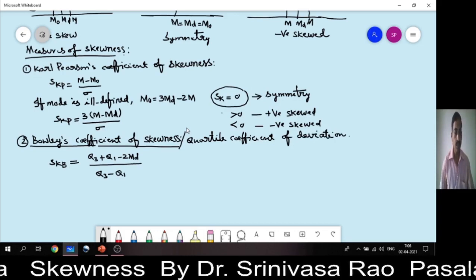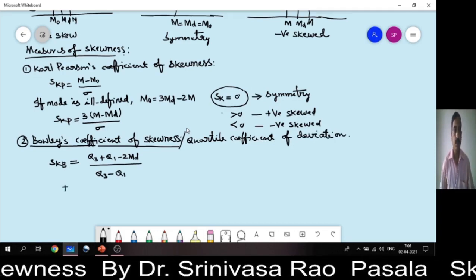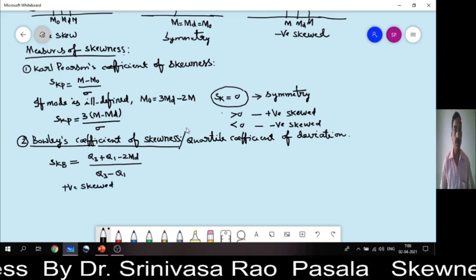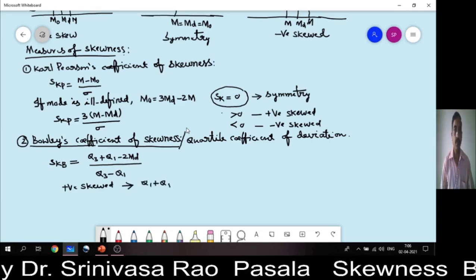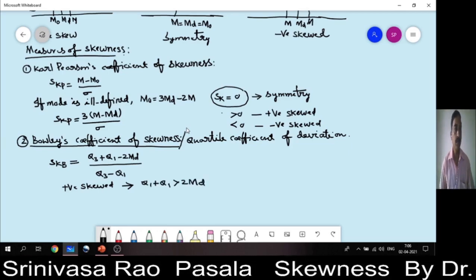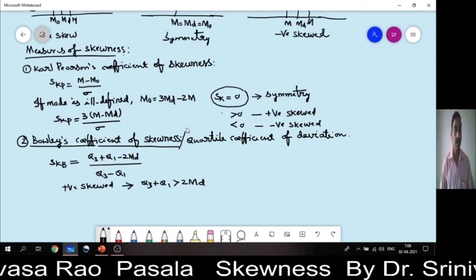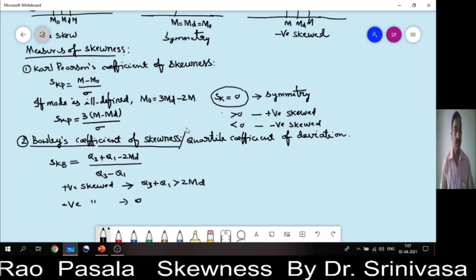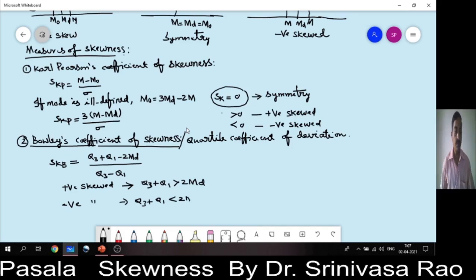So here also, suppose the distribution is positive skewed distribution, then Q3 plus Q1 is greater than 2 median. Suppose it is a negative skewed distribution, then Q3 plus Q1 is less than 2 median.